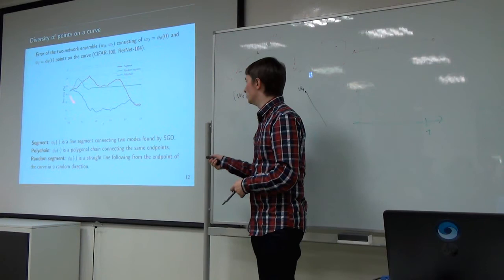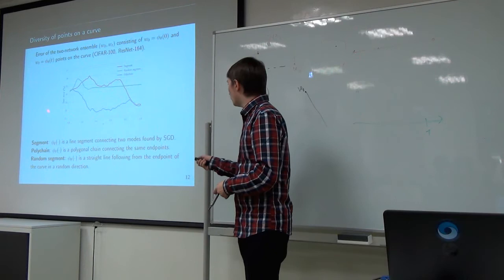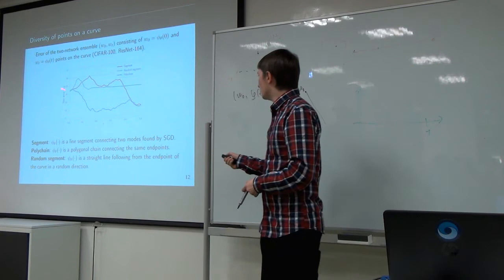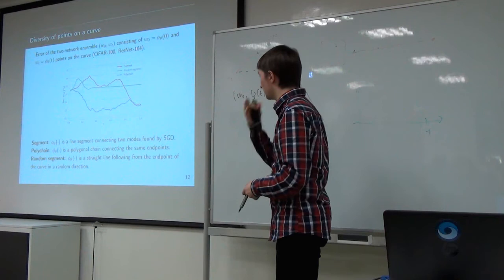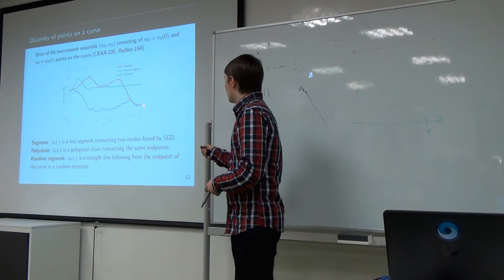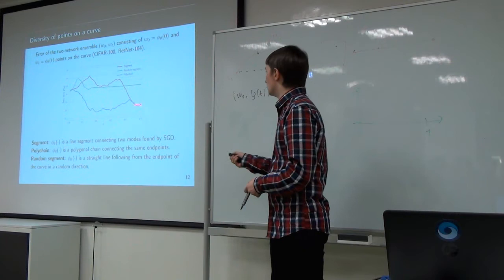And when we go away from W0 along our trained polygonal chain, we observe that the train error decreases. Test error decreases. And at the end, we obtain the ensemble of W0 and W1, both for the polygonal chain and for the line segment.